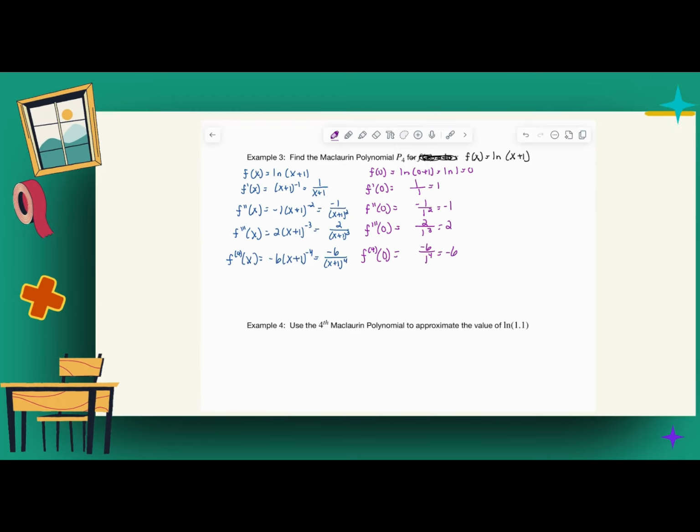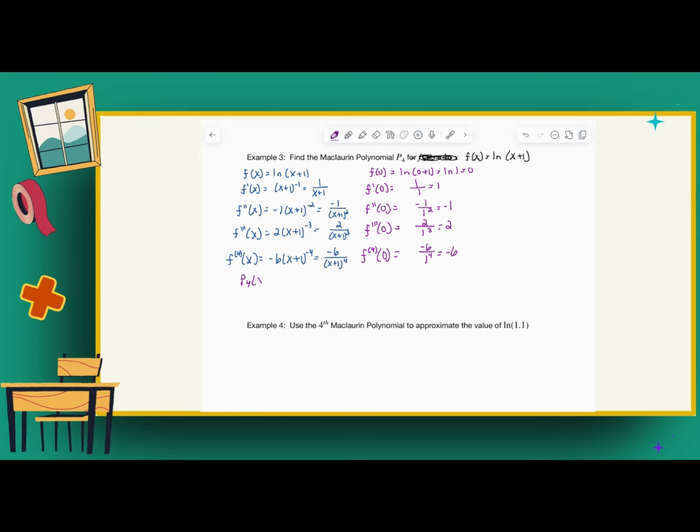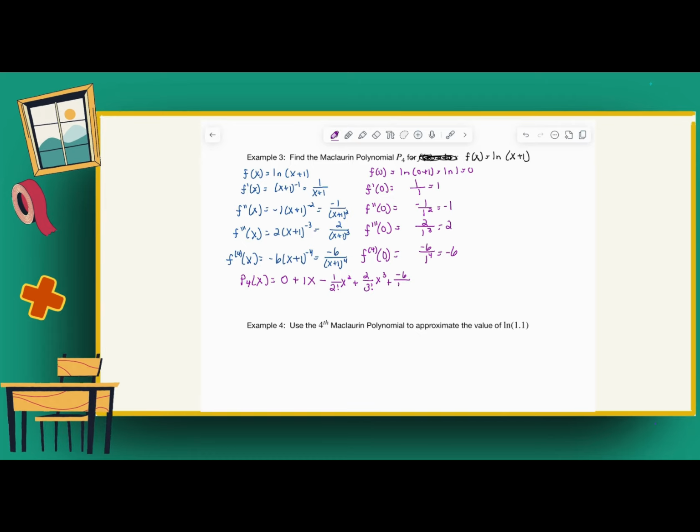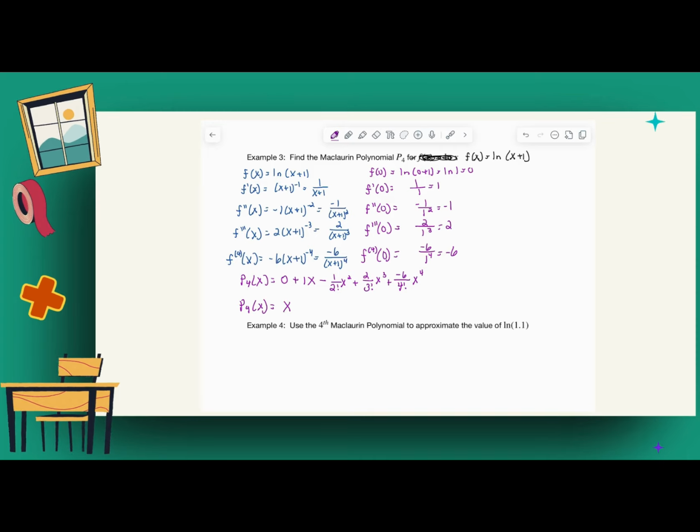Then putting that into our Maclaurin polynomial form, we get our P4 of x is equal to 0 plus 1 times x minus 1 over 2 factorial times x squared plus 2 over 3 factorial times x cubed plus negative 6 over 4 factorial x to the fourth. Now let's simplify this down so we end up with our Maclaurin polynomial P4 is equal to x minus x squared over 2. And then let's see what 2 over 3 factorial simplifies down to.